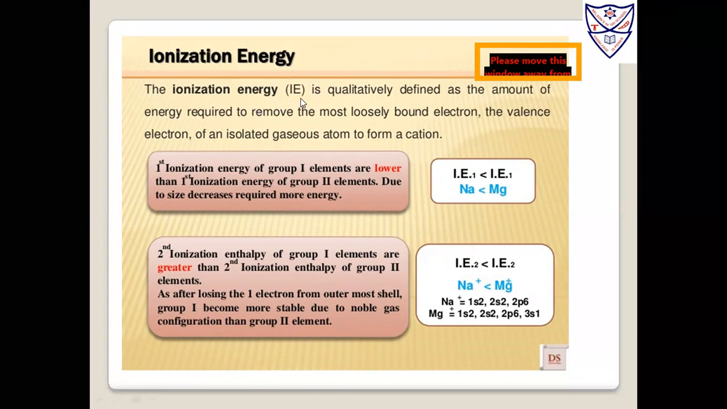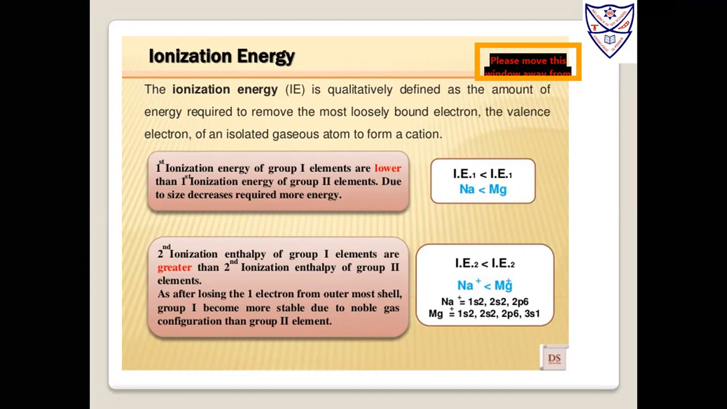So ionization energy is defined as the amount of energy required to remove the most loosely bound valence electron of an isolated gaseous atom to form a cation. For example, ionization enthalpy is less in sodium and more in magnesium. As you go across the period, atomic size decreases. That's why ionization energy is increasing.